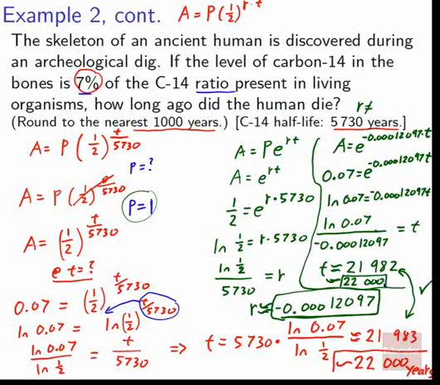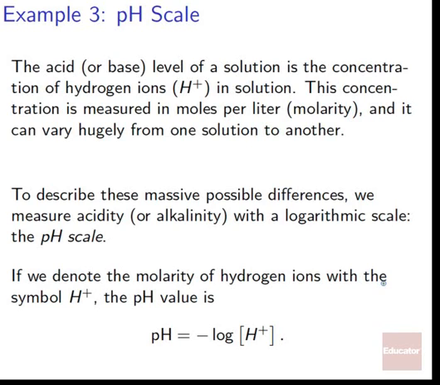Cool. Third example. First, let's talk about the pH scale. The acid or base level of a solution, acid and base being sort of two opposite ideas, is the concentration of hydrogen ions, positive hydrogen ions that are in solution. This concentration is measured in moles per liter, and moles is just a way of measuring how many of an atomic object you have. Moles per liter is called molarity.